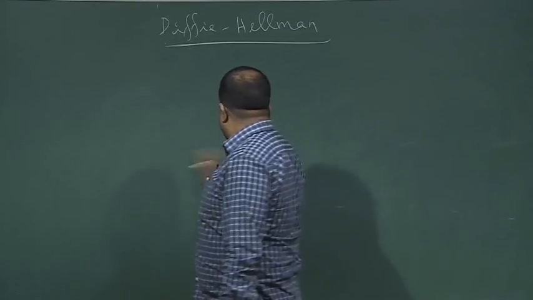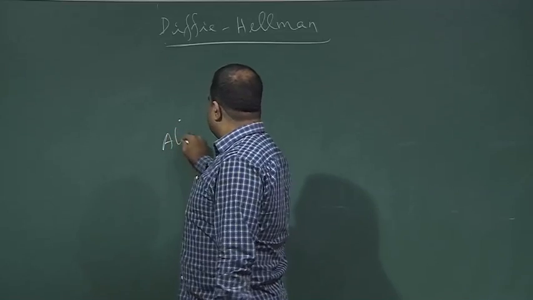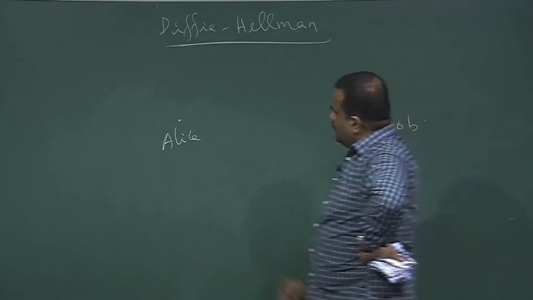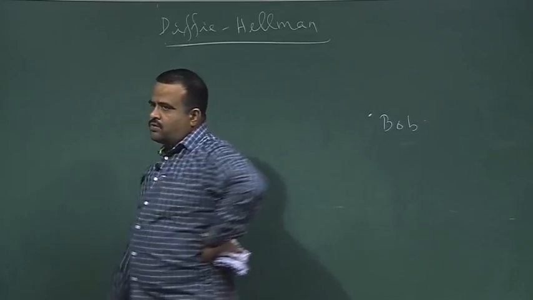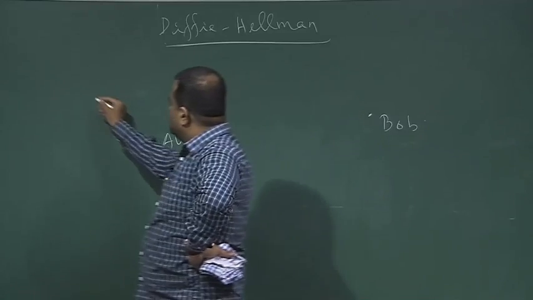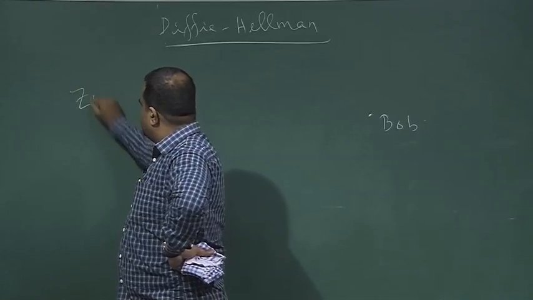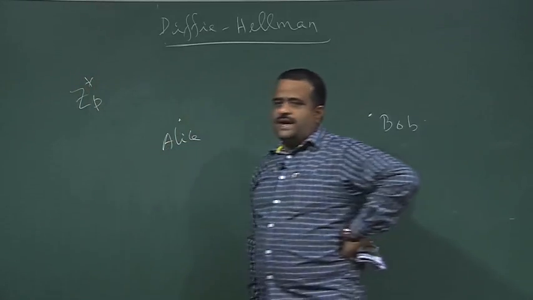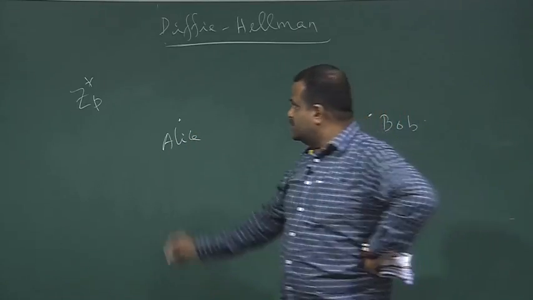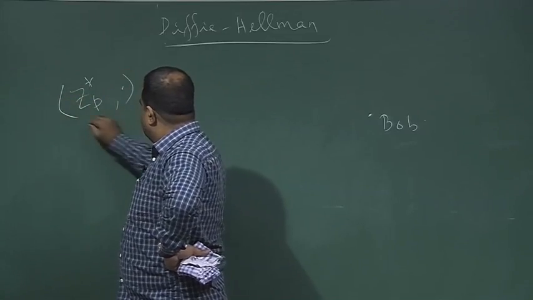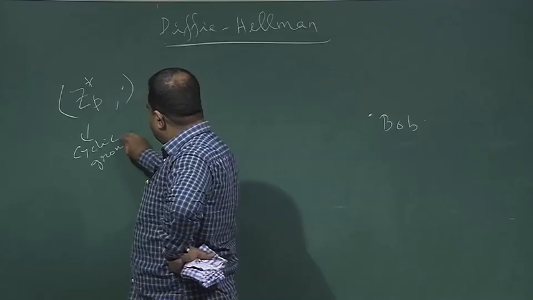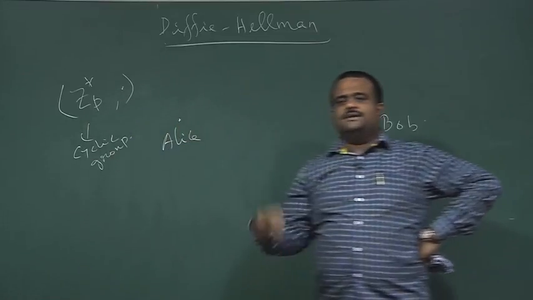So, for the Diffie-Hellman key exchange protocol, we have two parties, Alice and Bob. They choose a group G. If p is a prime, we can take Zp star, which is usually chosen in a multiplicative sense, a multiplicative group, because Zp star is a cyclic group. Not only Zp star, we can take any group G.